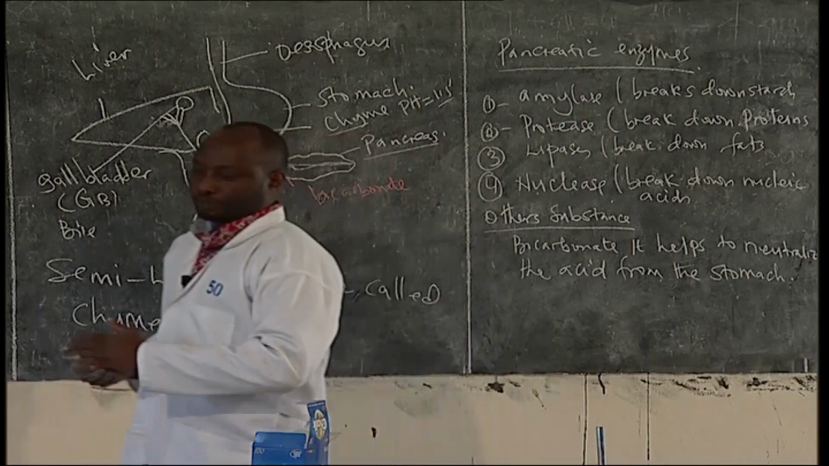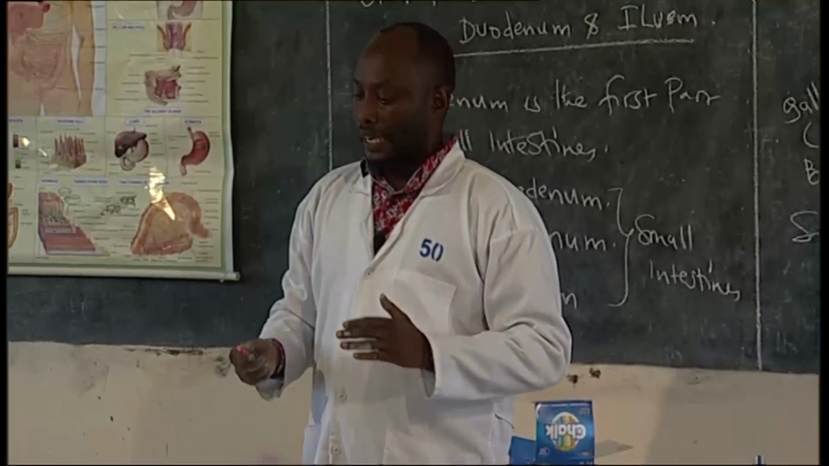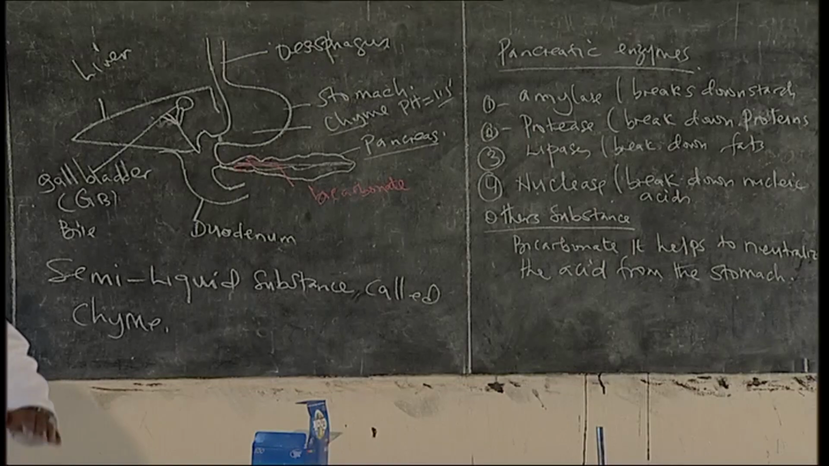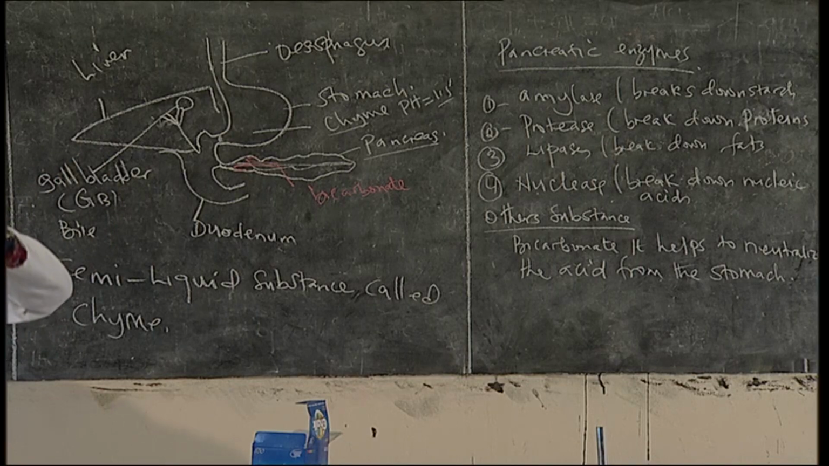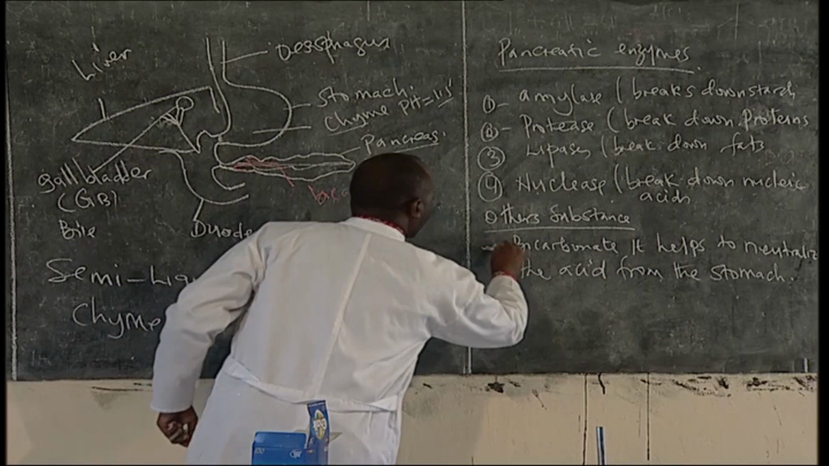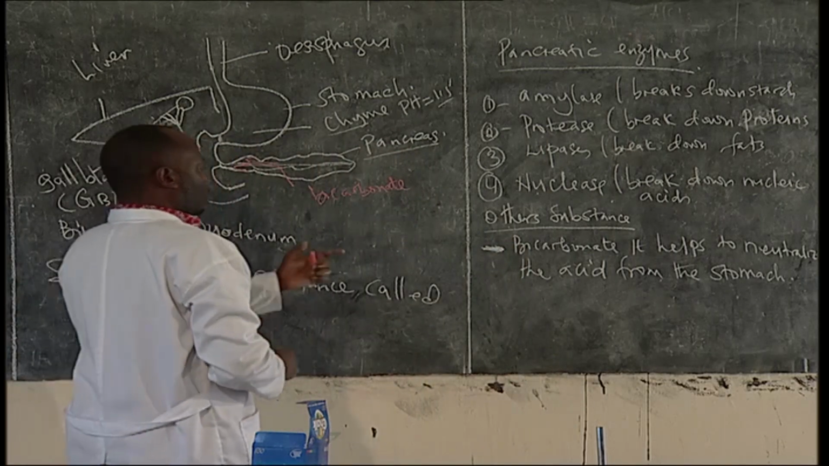I can say the chyme is going to enter the duodenum, and the pH of the chyme is 1.5, which needs to be neutralized because the environment in the duodenum is alkaline. So it has to be neutralized by the bicarbonate released by the pancreas. I mentioned a number of enzymes, and this bicarbonate is very important in neutralizing the acid from the stomach.